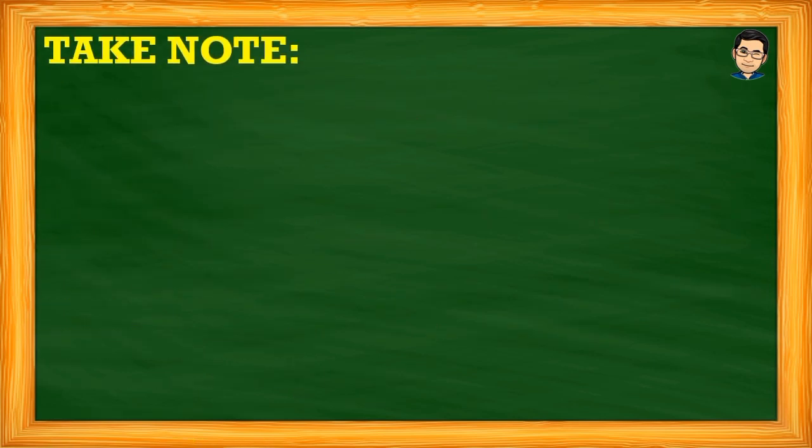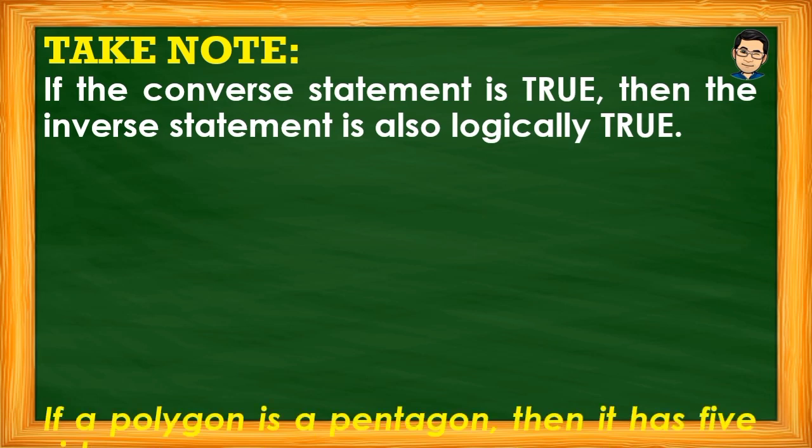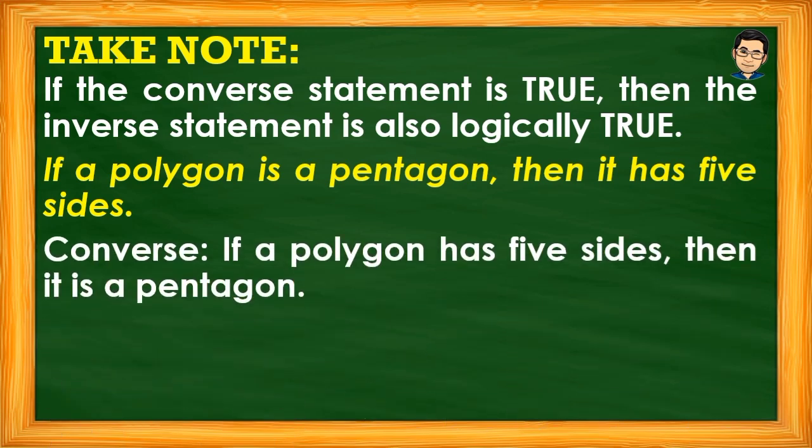So, after natin sa if-then statement and contrapositive, so let us have converse and inverse statements. So, dito naman, if the converse statement is true, then the inverse statement is also logically true. So, given the statement, if a polygon is a pentagon, then it has 5 sides. So, ito po yung ating if-then statement. Hindi po yan yung ating converse statement. So, yung converse statement natin will be, if a polygon has 5 sides, then it is a pentagon. As you can see, we interchange the position of the hypothesis and the conclusion.